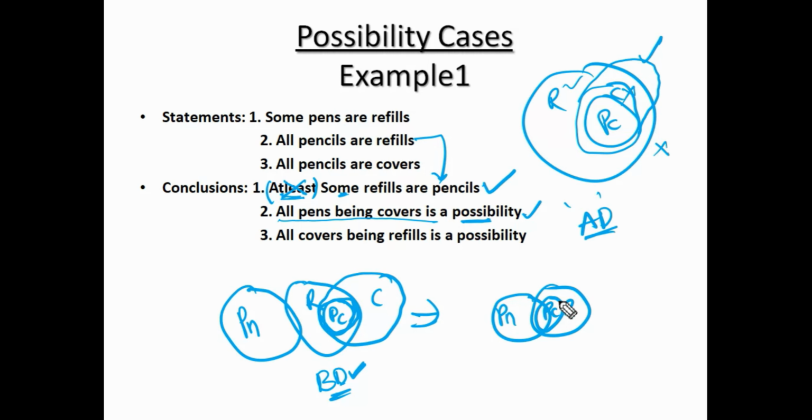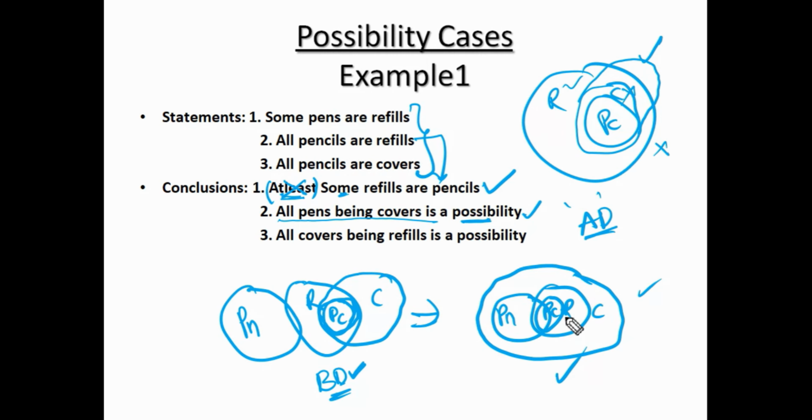All pencils are covers. So I can draw in this way also. This is covers. All pencils are covers. We have drawn one Venn diagram. For that Venn diagram, if there is no disturbance in the statements, that's a possible diagram. Without disturbing the statements, we can draw the Venn diagram in any way as you wish. All those are possible diagrams only. Now see, all pens being covers is a possibility. In this possibility, are all pens covers or not? Yes, it's a possibility. This is the basic diagram, the minimum overlapping diagram.